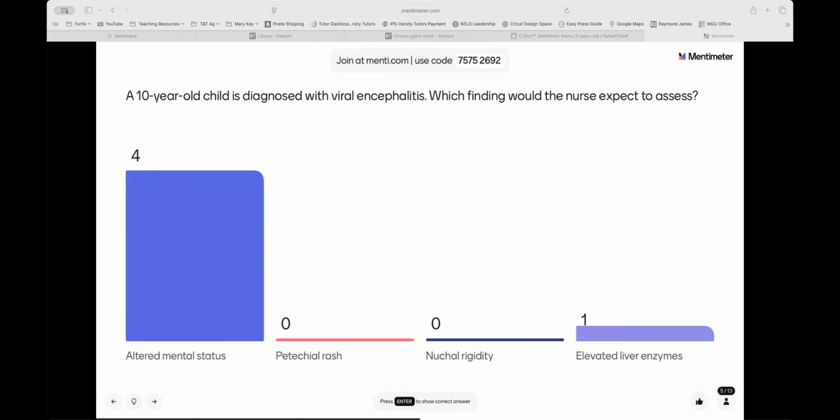How is encephalitis different from meningitis? Isn't it just the brain? Yep, encephalitis is brain only. So when we have viral encephalitis, we've got inflammation of our brain itself. So we're going to see altered mental status, confusion, changes in our level of consciousness. So keep in mind, encephalitis, brain only, versus meningitis, brain and spinal cord.